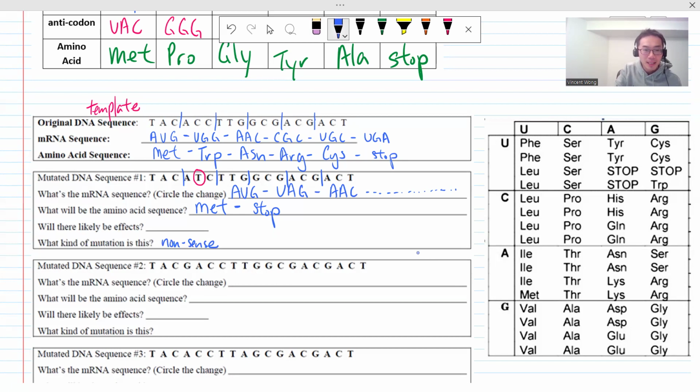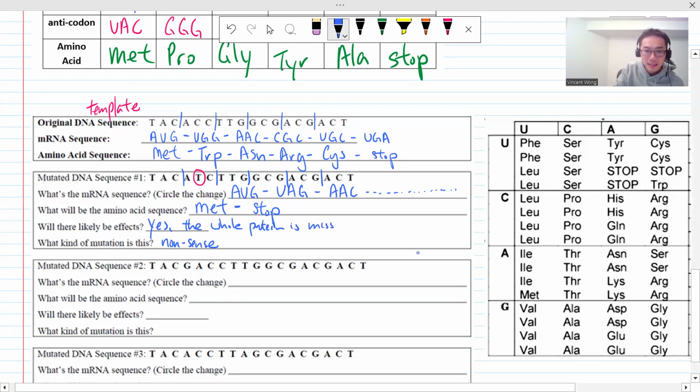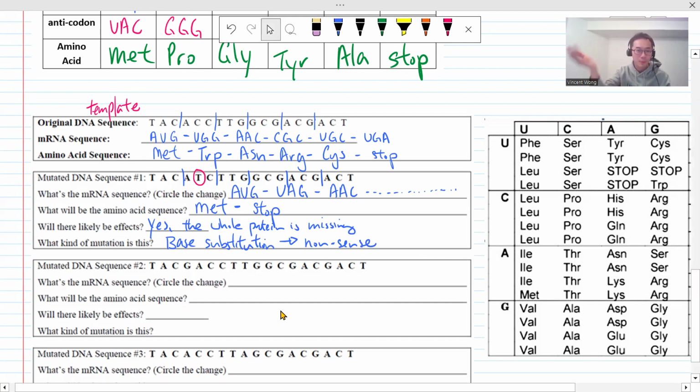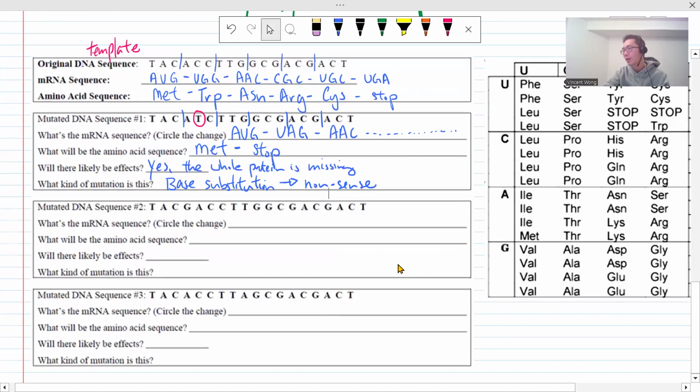Okay. Will there likely be an effect? Yes. The whole protein is gone. The whole protein is missing. You bet there's going to be an effect. Right? So I should probably expand this a little bit. This is a base substitution, and then it leads to a nonsense mutation. I just like to put a dash there, it just looks better for me. Some people just don't use it. Excuse me, Professor? Yeah, go ahead.